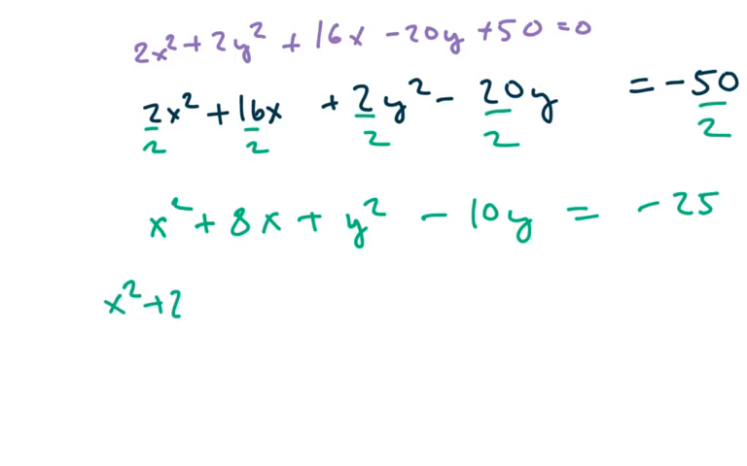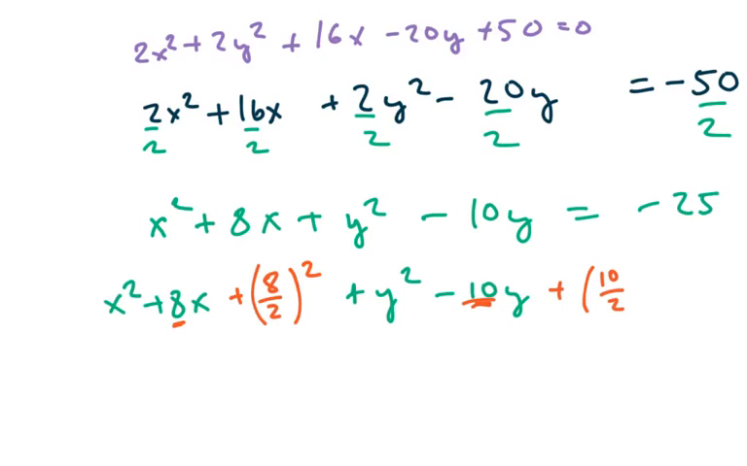And so when we complete the square, you take this value here, you divide by 2 and square it. So this becomes plus 8 over 2 squared. We're going to do the same thing with the y. Take this value and divide by 2 and square, so we get 10 divided by 2 squared. And what's important here is that what you do to one side, you have to do to the other to balance the equation.